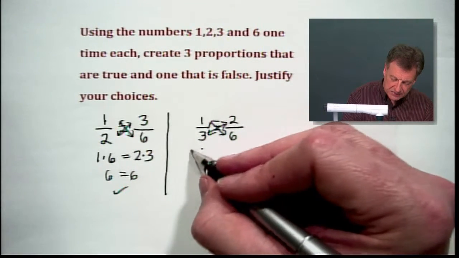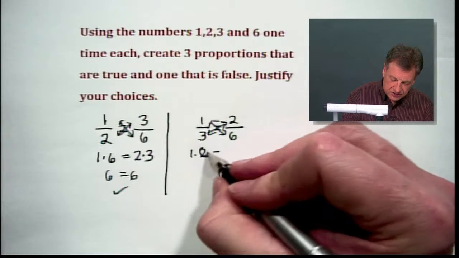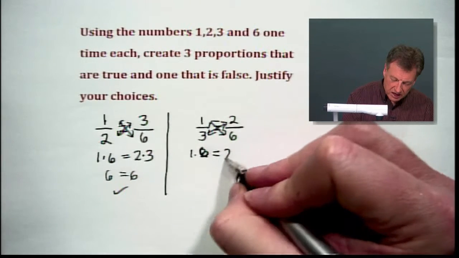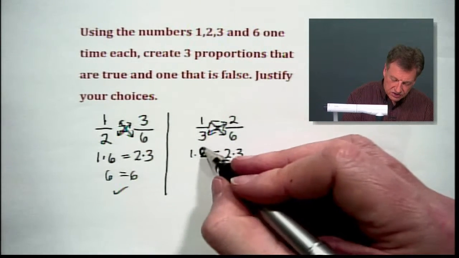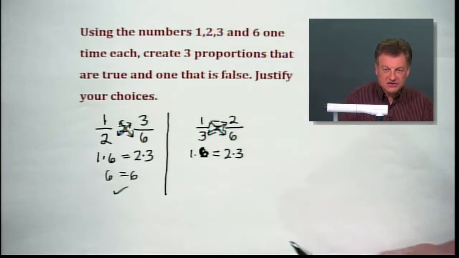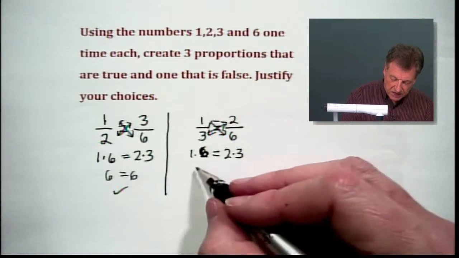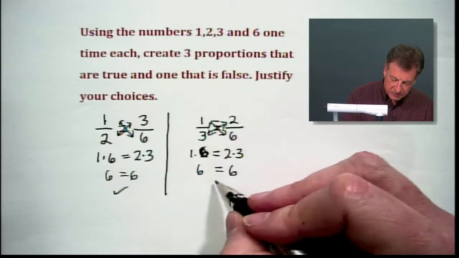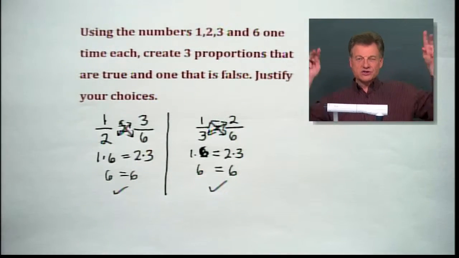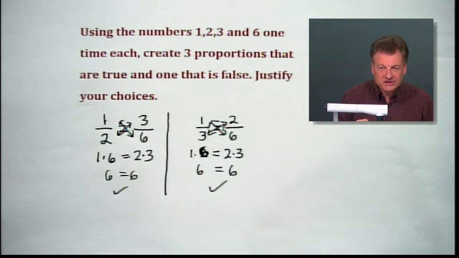I still get 1 times 6 equals 2 times 3. So 1 times 6, we'll make it look like a 6. That's closer. And we got 6 equaling 6. My goodness, it checked out once more. We got 2 out of 3. Everybody good on it? Well, what's the next one going to be?